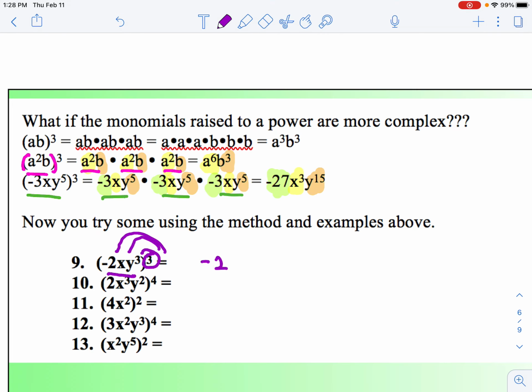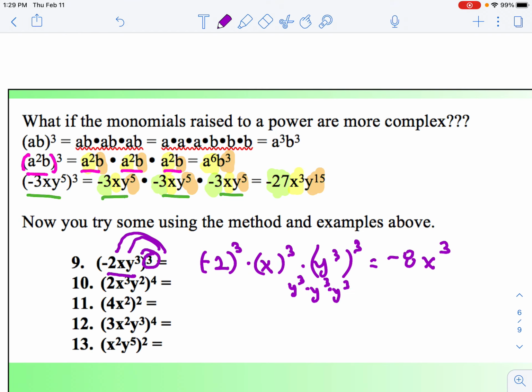So that means we have to take -2 and raise it to the third power, times x raised to the third power, times y to the third raised to the third power, which gives us -2 times -2 times -2, which is going to be -8. We get x times x times x, which is x to the third, and y to the third times y to the third times y to the third, or 3 times 3, y to the 9th.